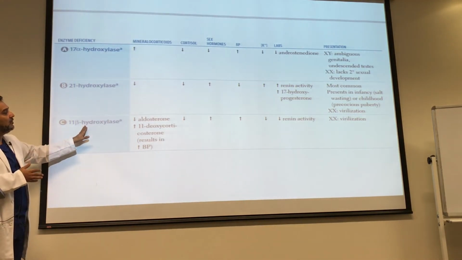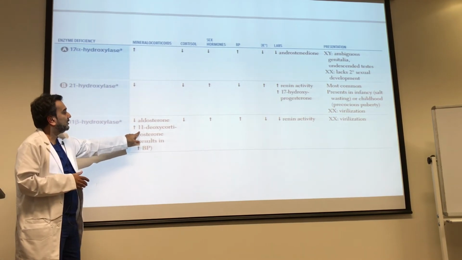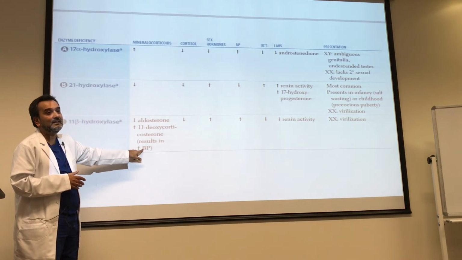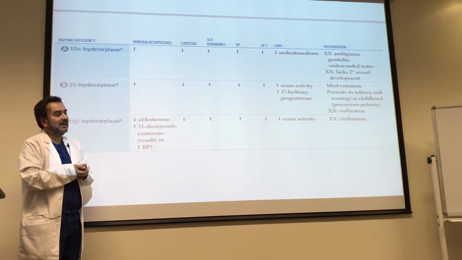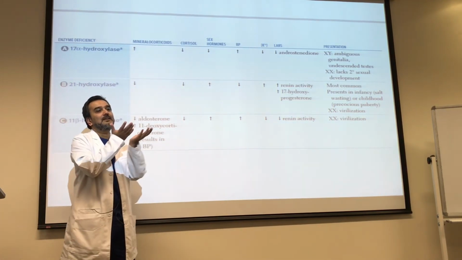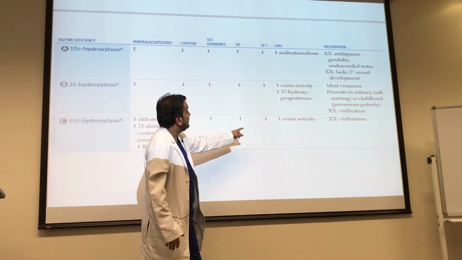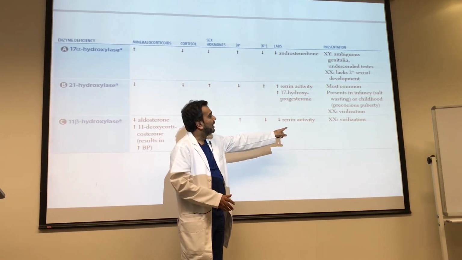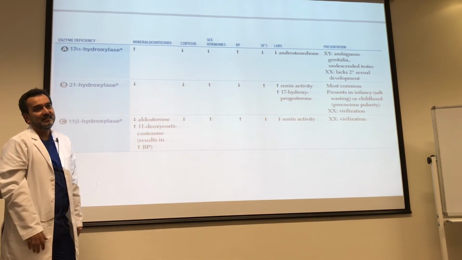In 11 beta hydroxylase, everything is the same except you have increased activity of 11-deoxycorticosterone, which results in an increase in blood pressure because you start to absorb salt and you increase the extracellular fluid volume. Renin activity will go down, but you would have increased salt retention, and you would also have decreased potassium because it has similar effects as aldosterone, and you would have virilization because the cycle is moving towards the right.